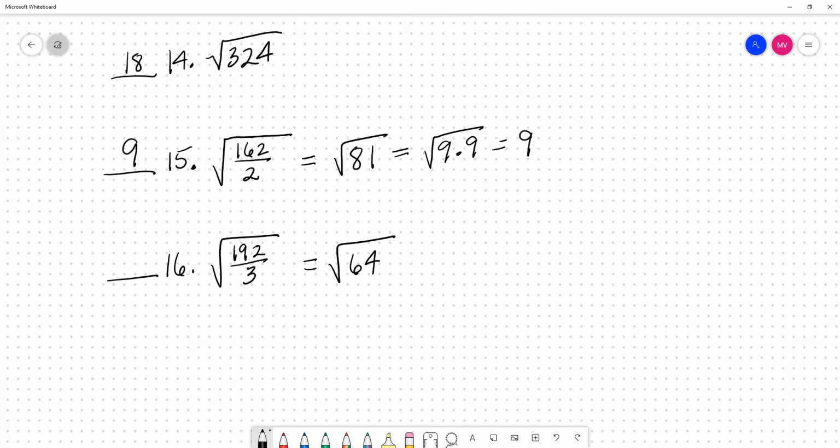Well, no, I'm doing 192 divided by 3. 3 goes into 19 6 times. That's a 1, and then that's a 4. 4 times 3 is 12. That gives us a 0. So yes, because 64 is a perfect square, it's 8 times 8, which gives us 8.